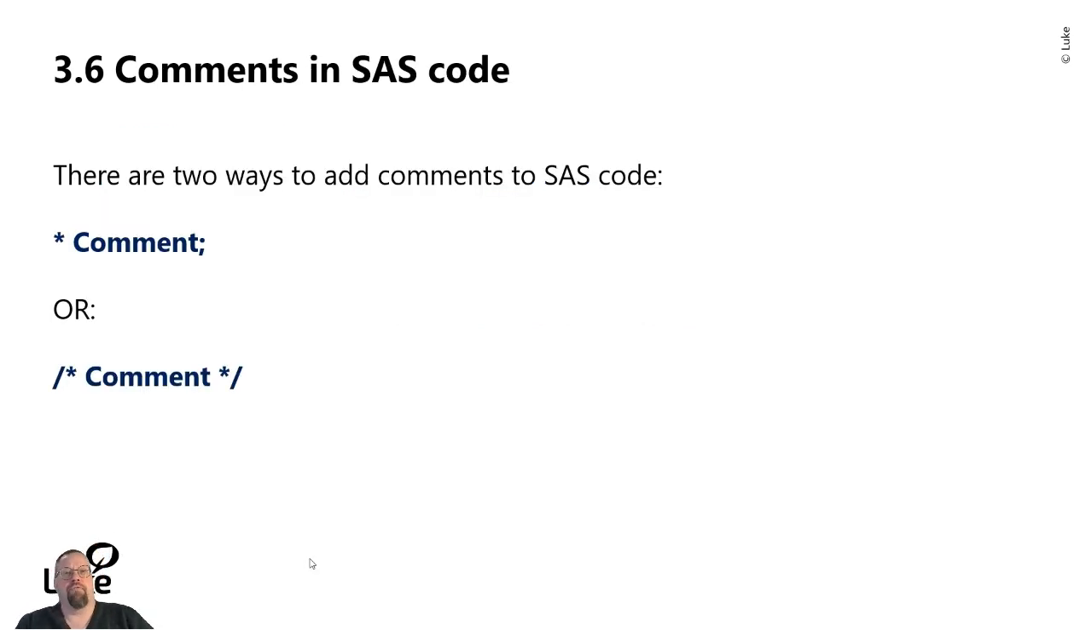There are two ways of adding comments in SAS code. You can either start with the star and end with the semicolon, or you can use the slash star comment star slash. That's the other way.